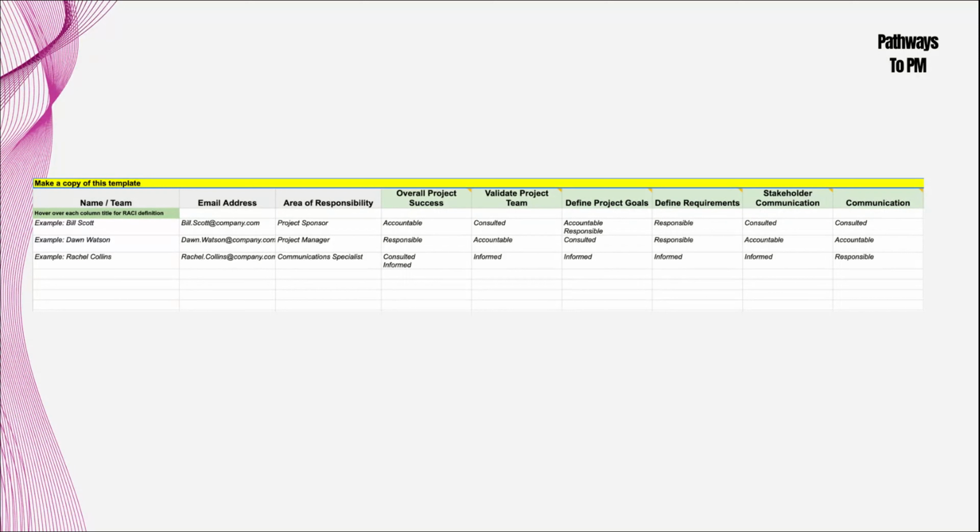Let's see, stakeholder communication: you just consult the project sponsor. Project manager is accountable, and then the SME is informed on it. So yeah, this is pretty much it for the RACI. It's really helpful in establishing roles and responsibilities. So that's it.